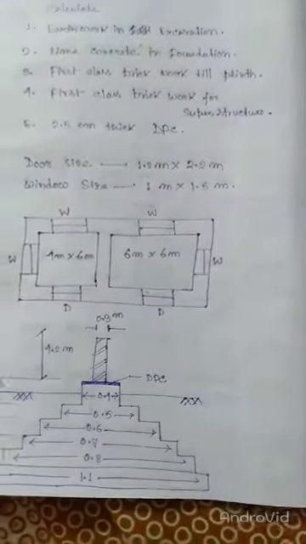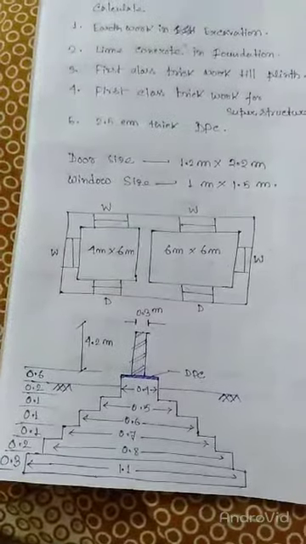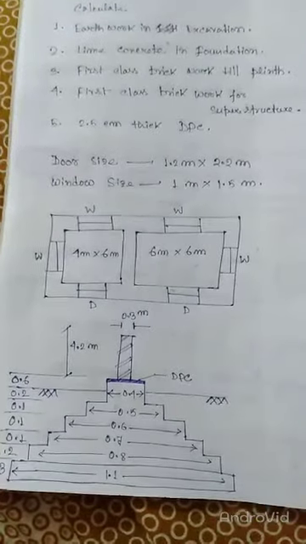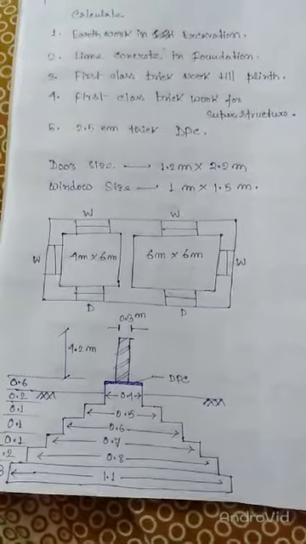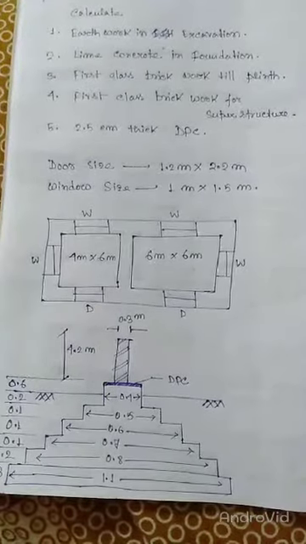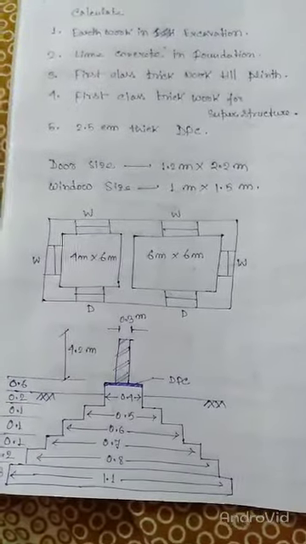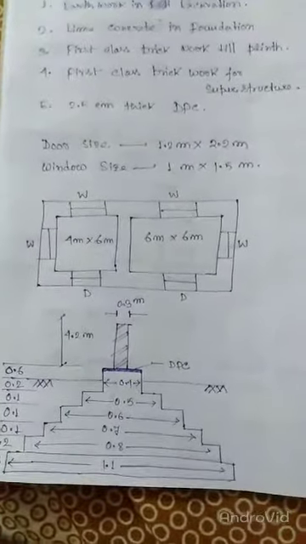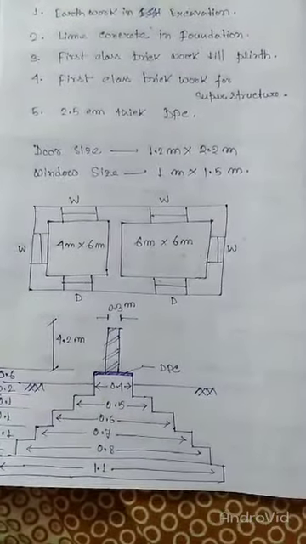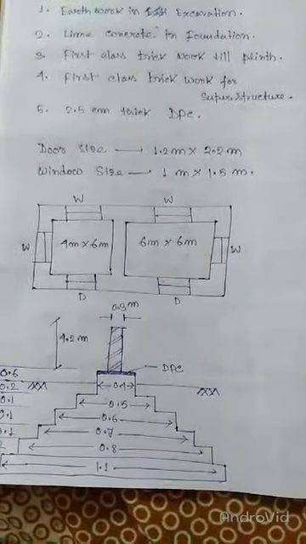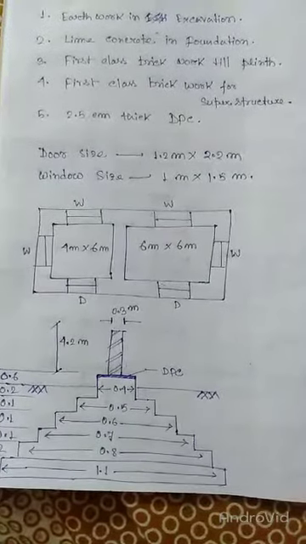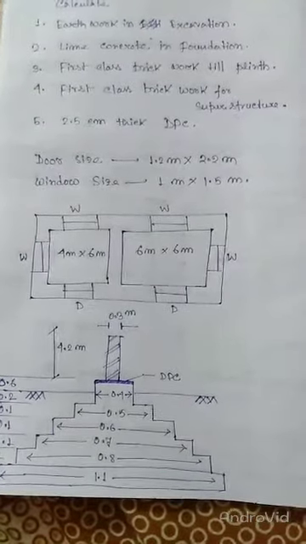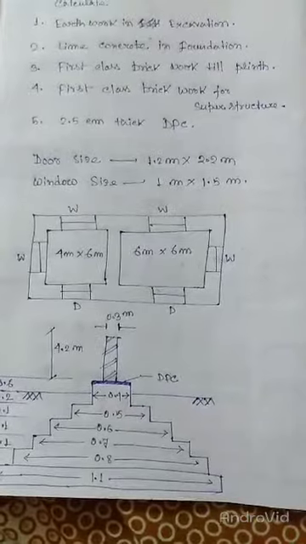Then we have 4 steps in the foundation, and the sizes go like 0.5 meter, next step 0.6 meter, 0.7 meter, and 0.8 meter. Below that we have lime cement concrete. The width of the lime cement concrete is 1.1 meter, and the height of the lime concrete is given as 0.3 meter. Then for the first step you have 0.2 meter height, then 0.1 meter, again 0.1 meter, 0.1 meter, and the final one is 0.2 meter. Here for the plinth it is given as 0.6 meter.